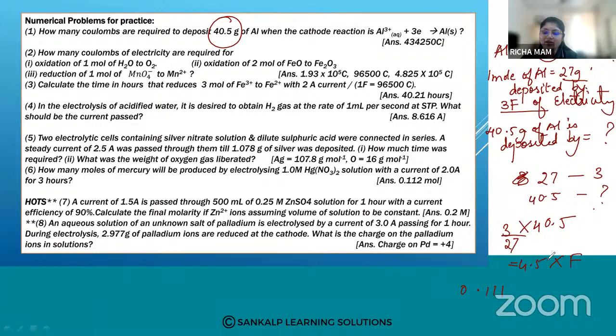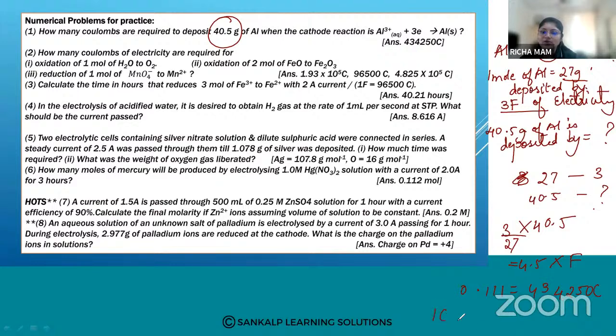So 4.5 into 96,500. So this will be how much? It will be 43,425... 43,250? Yes. Are you getting the same?